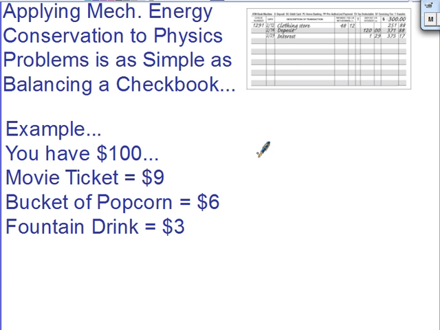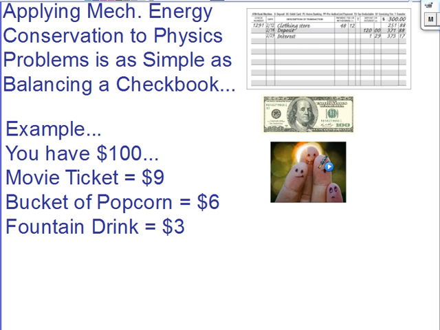I want to show you a quick example of how you might apply this kind of math to something that's not physics related. So let's say you have $100 in your pocket. You have 3 friends that you're going to take to the movies, so you and 3 people. You're going to buy their tickets, and the tickets cost $9 each. You're also going to buy their popcorn, and the popcorn costs $6 each. And you're going to buy their fountain drinks, and they cost $3 each.